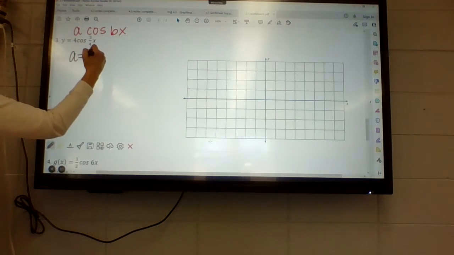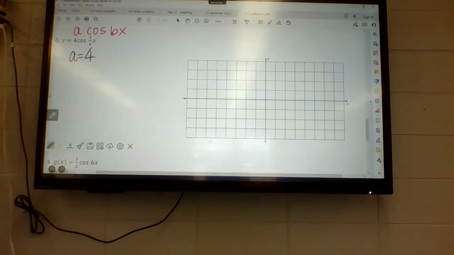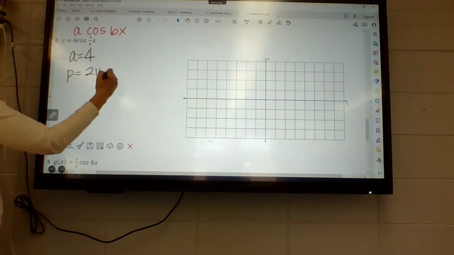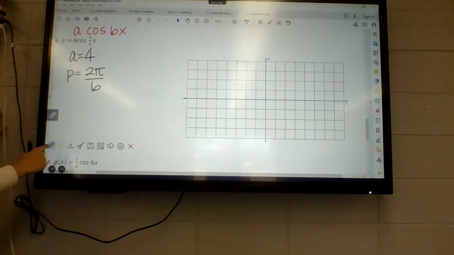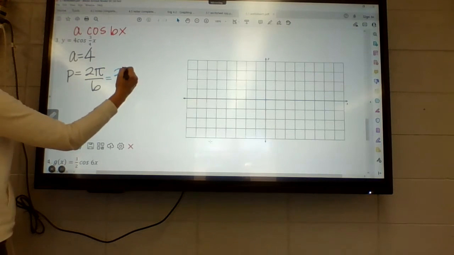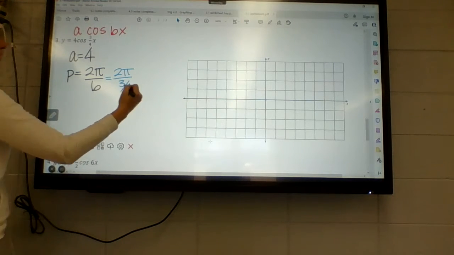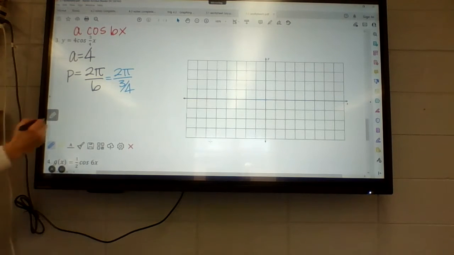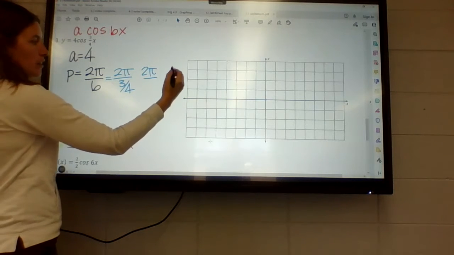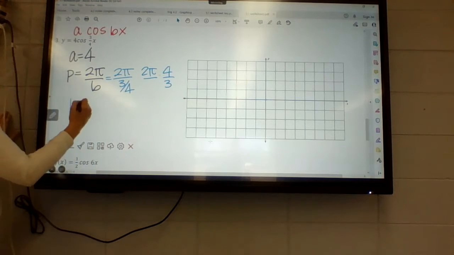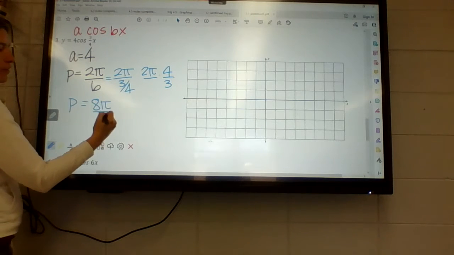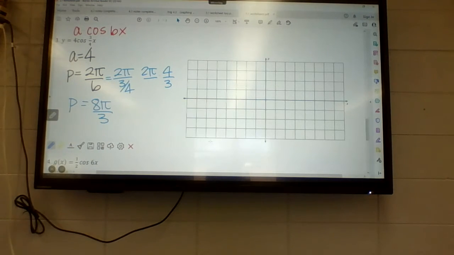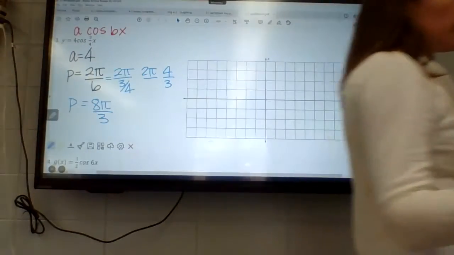So our amplitude is 4. That's how high and low it'll go. And then the period comes from 2 pi divided by b. So in this case, that's 2 pi divided by 3/4. Now, I can't divide fractions unless I just use my calculator. I have to multiply by the reciprocal. So this really becomes 2 pi times 4 over 3. So the period actually becomes 8 pi over 3, which is a very strange period, but that's how long it takes for it to fully repeat.